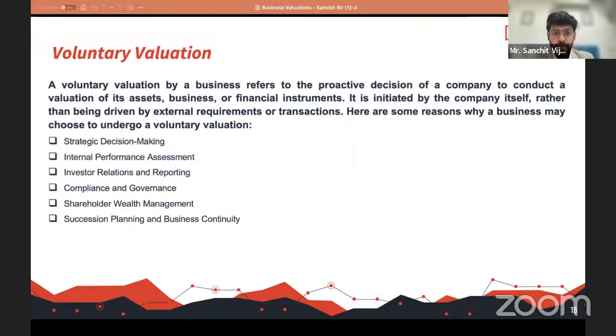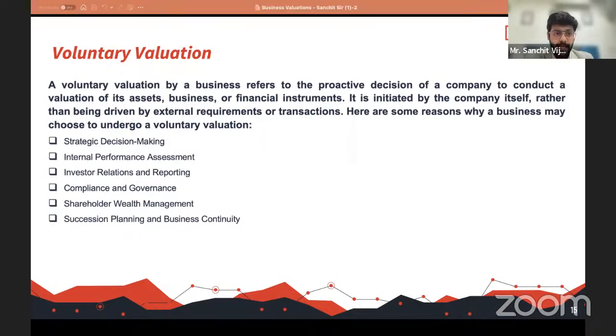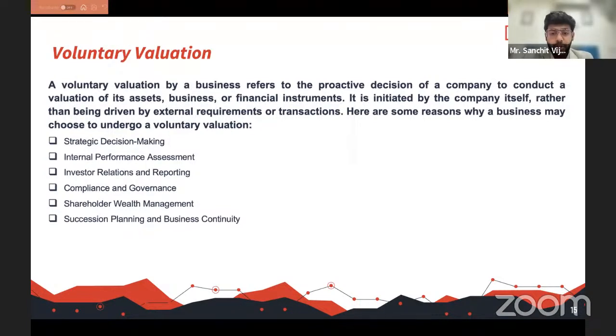I would like to take a moment here and capture the aspect of voluntary valuation. A voluntary valuation by a business refers to the proactive decision of a company to conduct a valuation of its asset, business, or financial instrument. It is initiated by the company itself rather than being driven by external requirements or any law. There are certain reasons why every entity or every company should look at voluntary valuation. I've listed out a few of them.